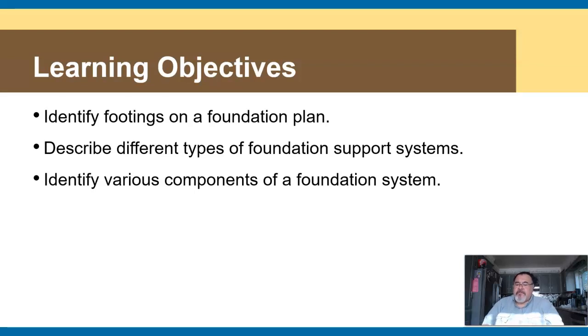So our learning objectives, what we're going to be doing in this unit, Unit 10, we're going to identify footings on a foundation plan and describe different types of foundation support systems. Identify various components of a foundation system. So if you don't know what a footing is, I will explain. That is a component of a foundation system. Okay? And footings are the base, the footprint of a foundation that supports a building. And those are called foundations.